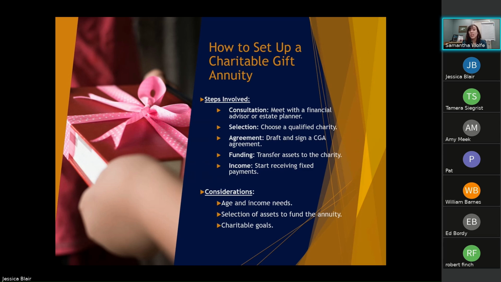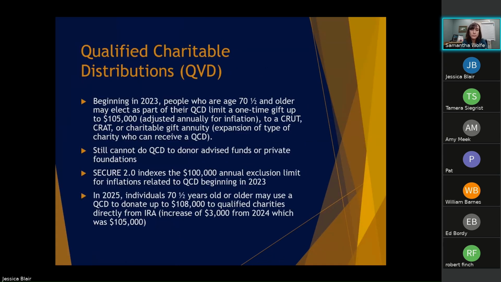Now you need to consider your age and your income needs, because if you're only going to get $4,700 in our example, you need to make sure that you're going to have income coming from other places. You want to make sure the selection of assets to fund the annuity would be proper and an efficient use of those assets. And then you want to make sure that this meets your charitable goals.